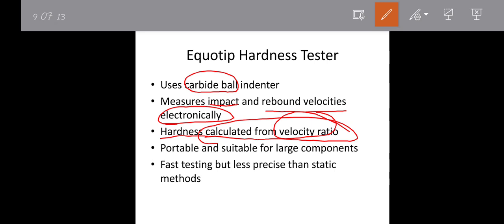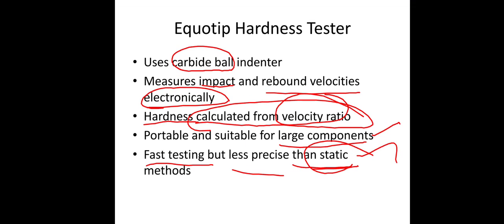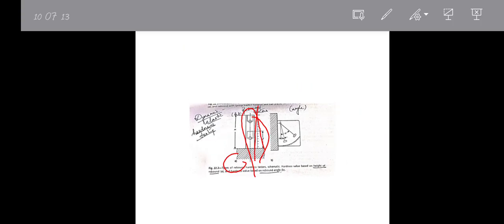Next, it is portable and suitable for large components. The Equotip hardness test is suitable for large components. It is fast testing but less precise than the static method. Static methods are like Brinell and Rockwell, while rebound hardness is one of the dynamic methods, so dynamic method hardness is less precise than static method hardness. Okay. Next, the diagram for the Equotip or angle of rebound.